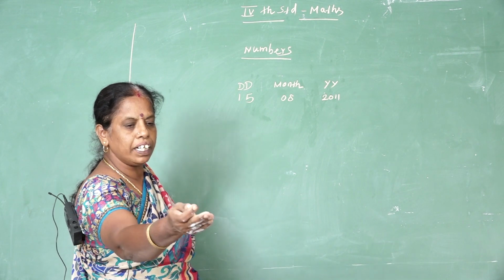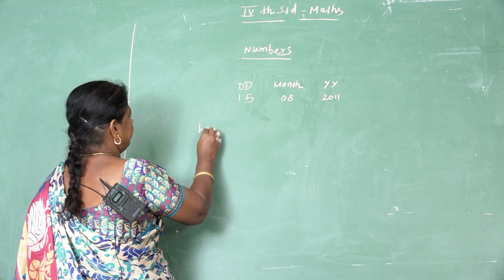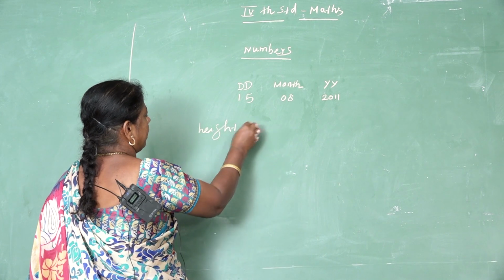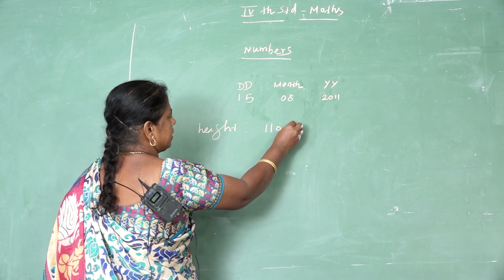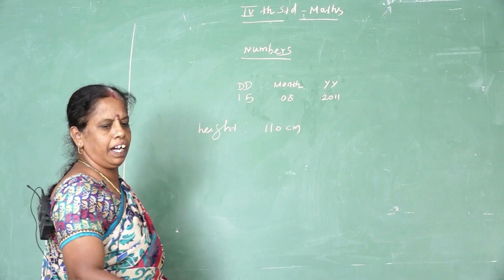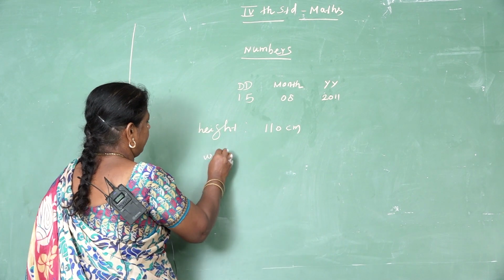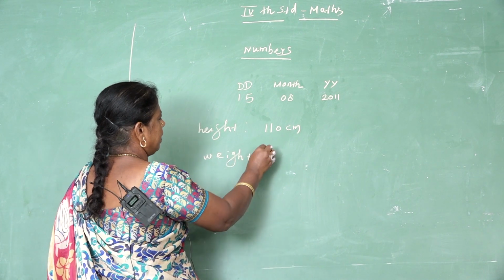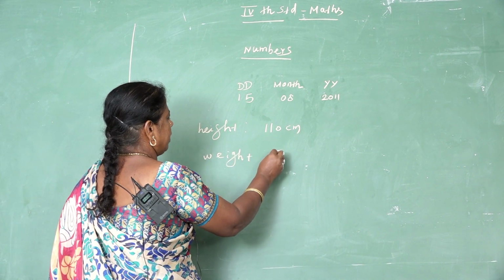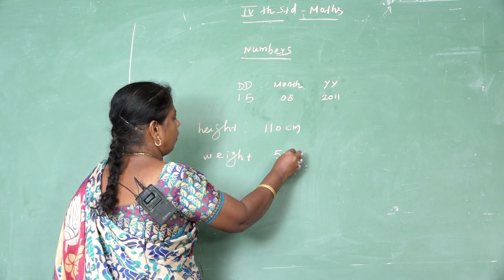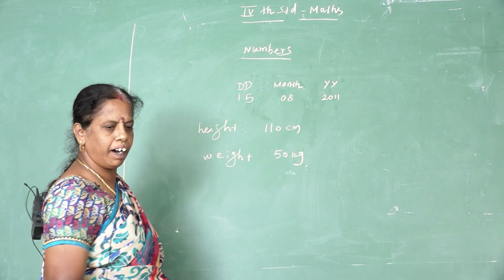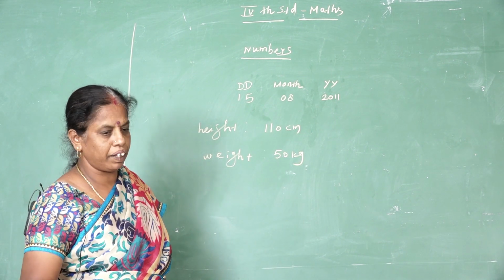Next, another one, boy. What is your height? 110 centimeter. Next boy. Say your weight. 50 kilogram.